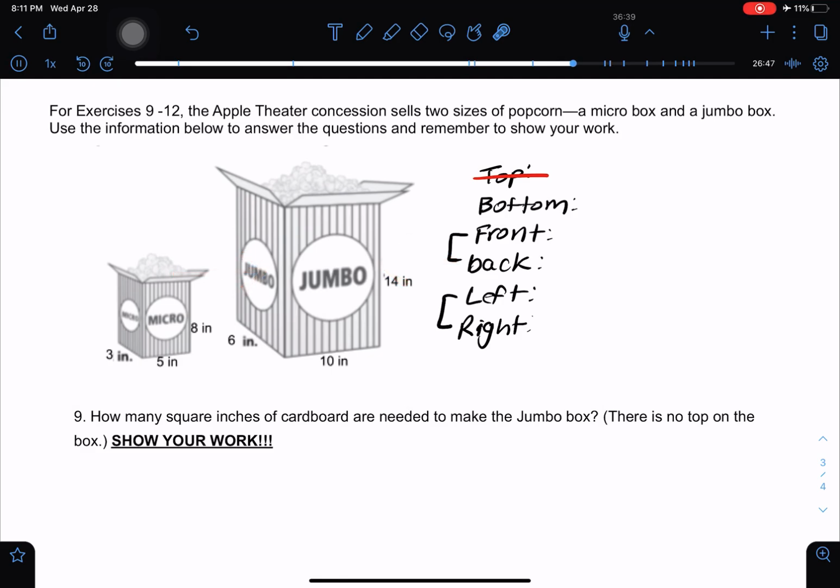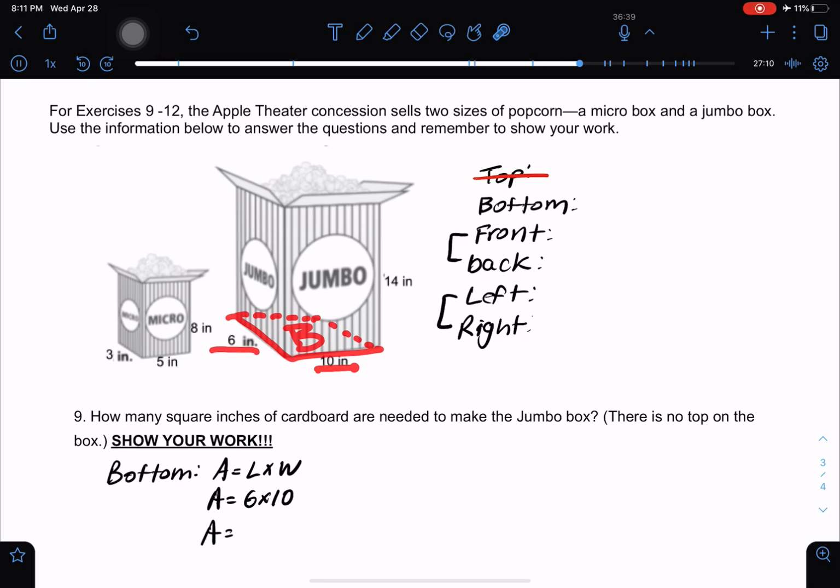So why don't we go ahead and get started with the area of the bottom. We know that the bottom has a length and width of 6 and 10 just by looking at the shape here. So we're going to say area equals, so this is going to be for the bottom, area equals length times width. We can plug in 6 times 10. And we know that area equals 60 squared inches. Okay. Moving on to the front and back.